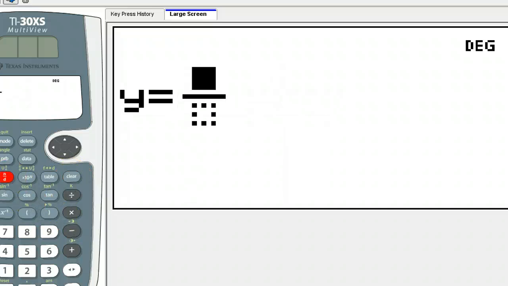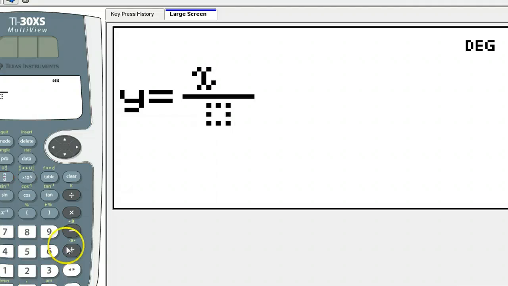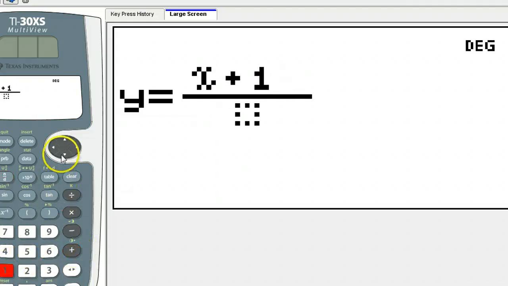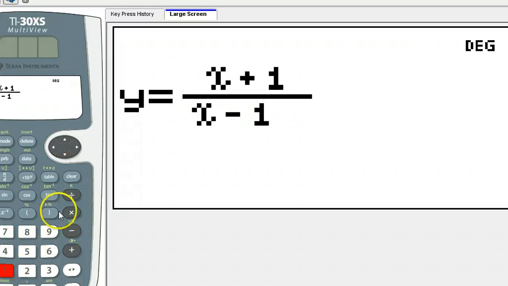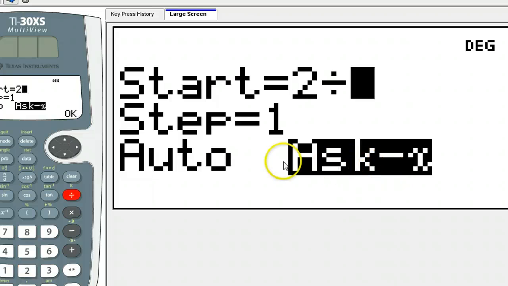Okay, fraction mode. Alright, so what did I say? X plus 1 over x minus 1. So in the numerator, we have x plus 1. In the denominator, we have x minus 1. Alright? Now, we can either just tell it to start, or we could use the ask feature. It doesn't really matter. We'll use the start thing this time.